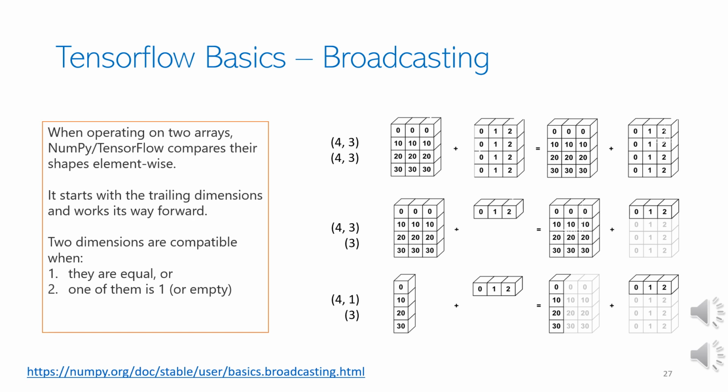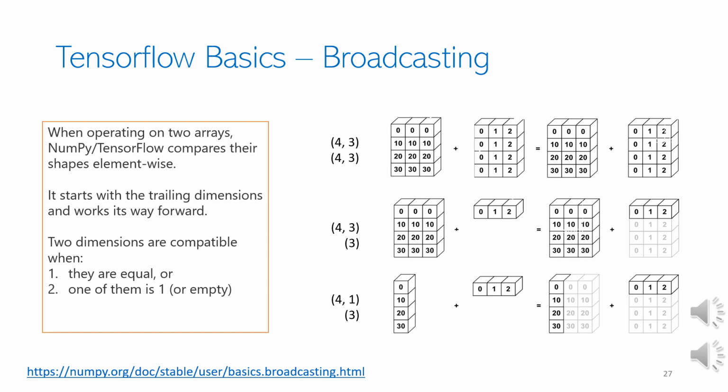In the next example, we're adding a 4 by 3 tensor to a one-dimensional tensor of shape 3. So what happens here is that TensorFlow starts comparing trailing dimensions. So what we have again here is that 3 is equal to 3. This dimension is compatible in broadcasting. The next dimension, we have 4 in one tensor, we have nothing in the other tensor. So what happens is that this dimension for the second tensor will get repeated.